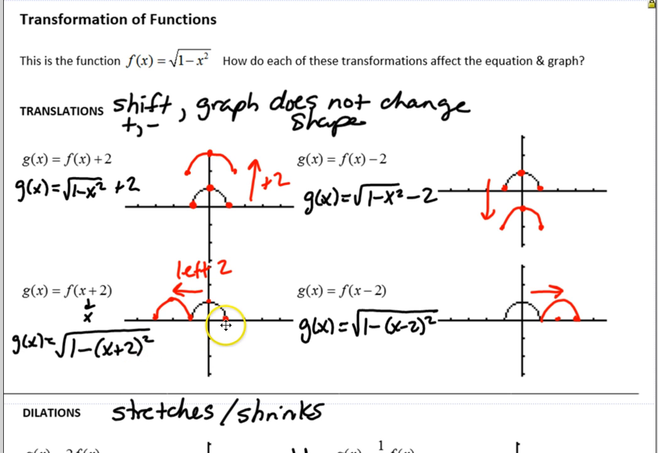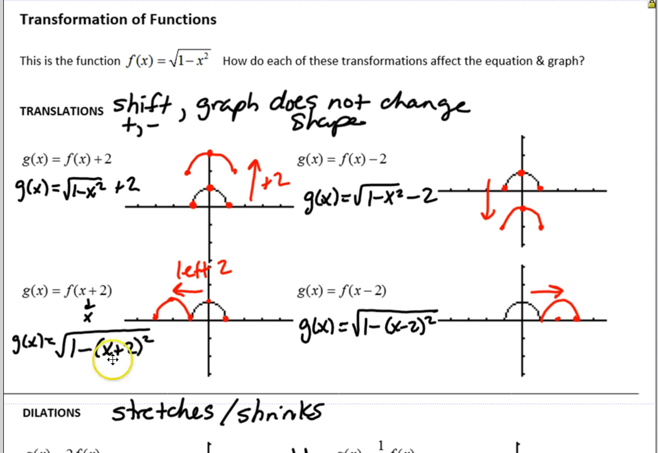Well, think about my original points. When I put 1 into my original function, I would get 1 minus 1 squared, which is 0. If I put 1 into my new function, I would get 1 minus 3 squared, which is 1 minus 9, and that's an imaginary number. So that number is no longer in the function. I can't use the value 1. The biggest this quantity can be is 1. If it's any bigger than 1, then I'm going to get an imaginary number.